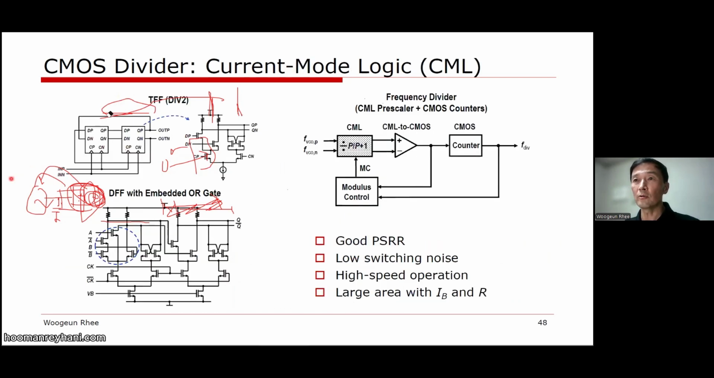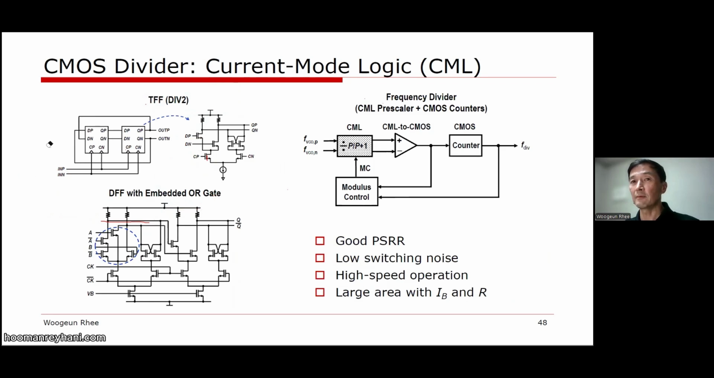Now, current mode logic is just two master-slave latches forming the flip-flop. This is the latch, very similar to some computer design, right? We have a preamplifier and latch. With the clock high, the latch is transparent, and when the clock is low, this one is turned off and is governed by this positive feedback system to hold the state. And the good thing about a CML divider is that you can even embed the logic. For the modulus controller, we need the AND gate, which can be further included.